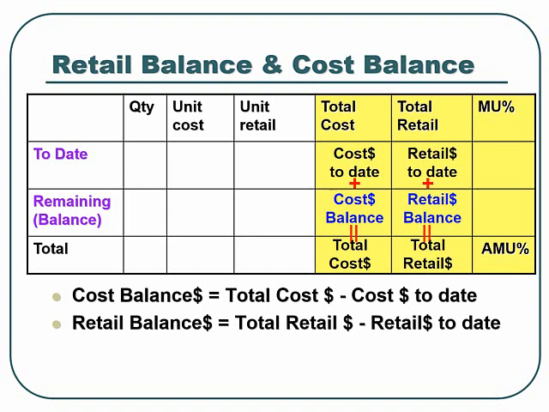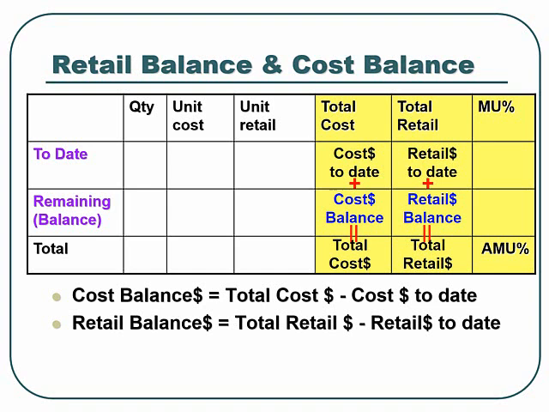Easily speaking, the cost dollar balance or cost value of the balance will be the difference between the total cost of the total merchandise and the cost dollar to date, right? If you think about it, the cost of the merchandise that we have purchased so far plus the cost of the merchandise that we need to buy more, which is the balance, will be our total cost for the total merchandise, right? Given that idea, the cost balance will be total cost minus cost to date, right?